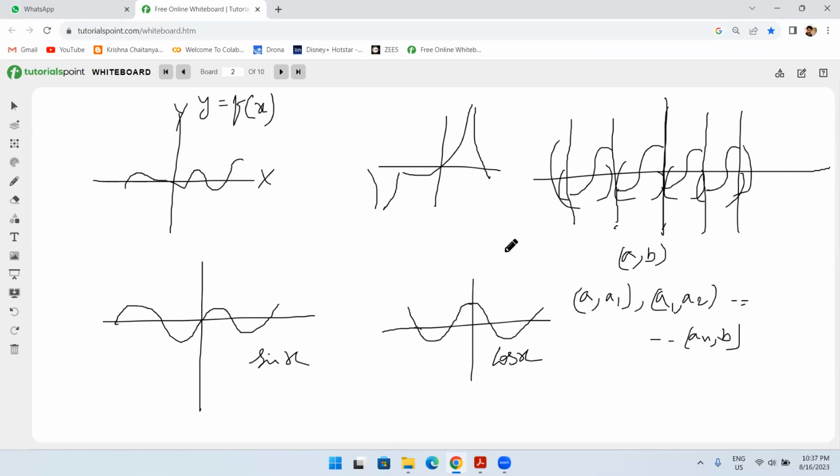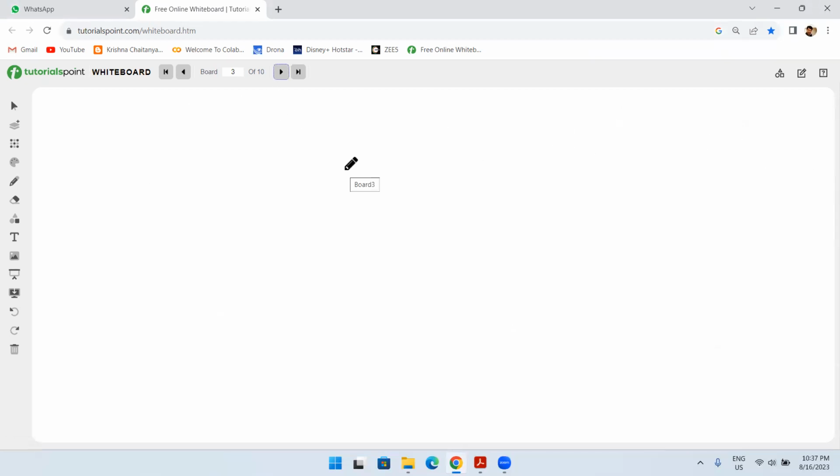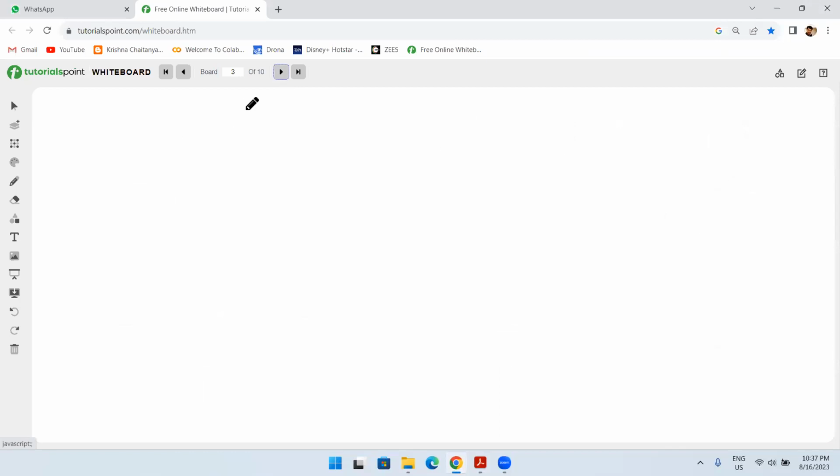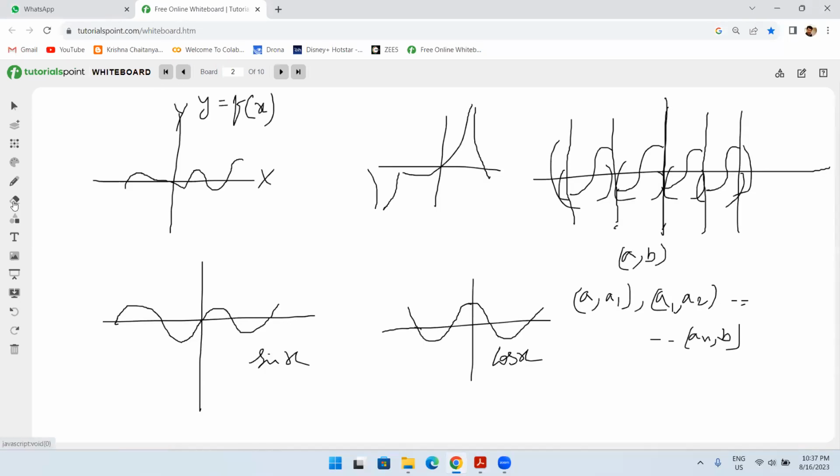So it is not continuous actually; it is piecewise continuous or sectionally continuous. This is sectionally continuous or piecewise continuous. If you take another graph, I'll write here. Okay. So if you take another one which is piecewise continuous.